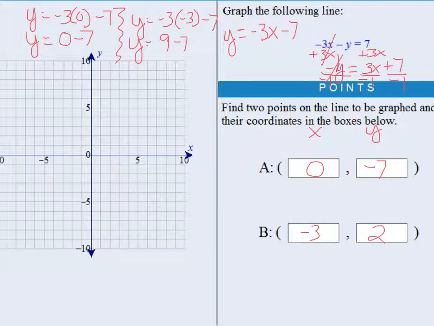So there's a couple points. Again, you could use any points you want. You don't have to use the ones I'm choosing. I'm just randomly picking those. Basically, you just want to pick numbers that are going to make your life easy. Once you plot your 2 points, draw your line.